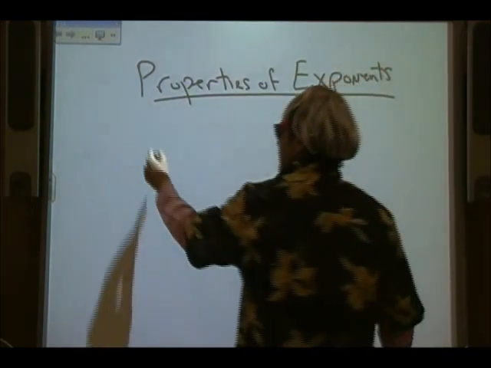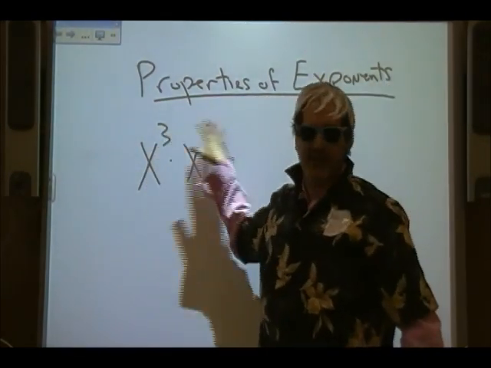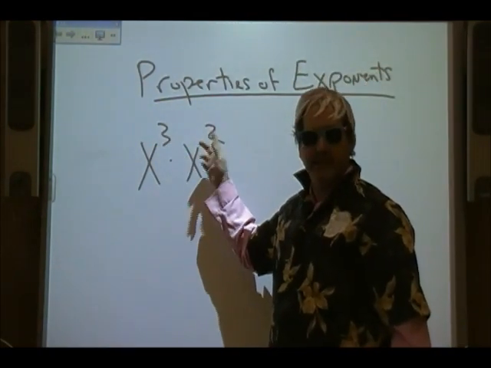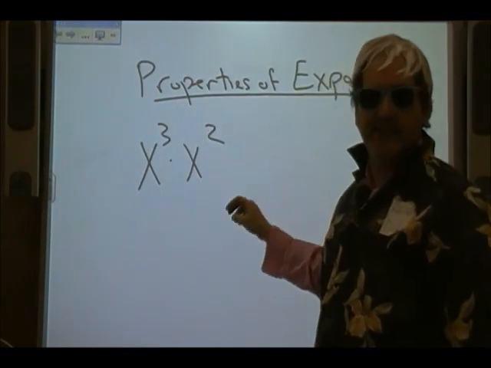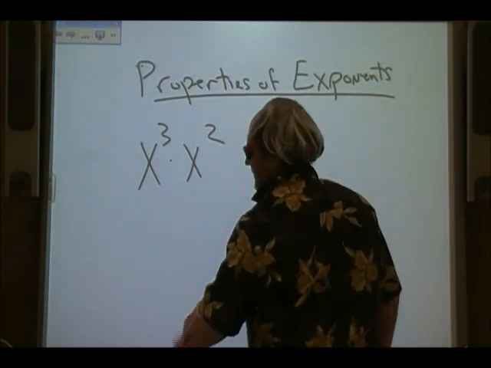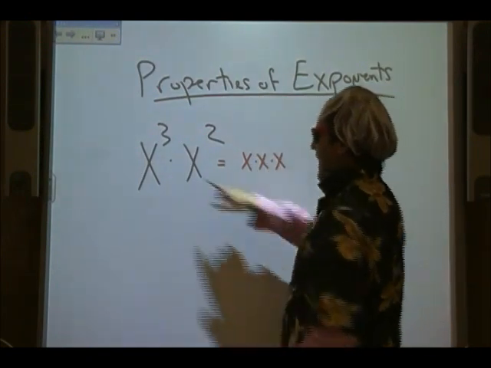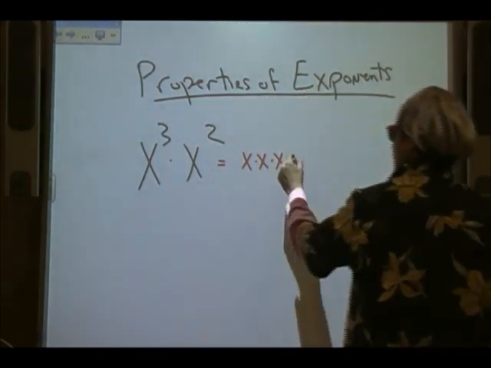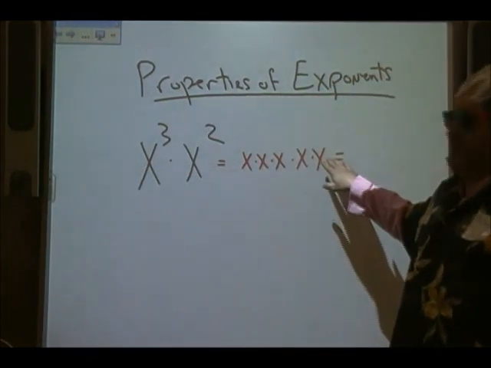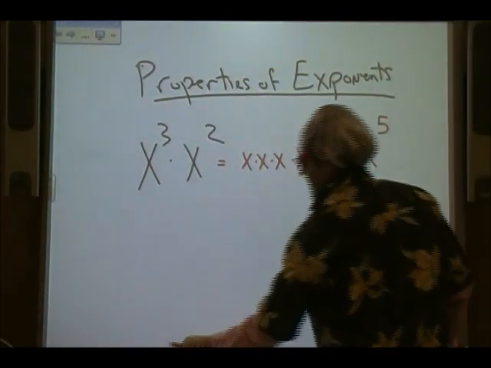So for example, you sometimes see x cubed times x squared, right? You have your bases and you have your exponents. And some kids go, oh my gosh, am I adding these to make it 5, or am I multiplying these to make it 6? So you have to think about, well, what does x cubed mean? X cubed means x times x times x. And x squared is x times x. So how many x's do you have? You have 5.